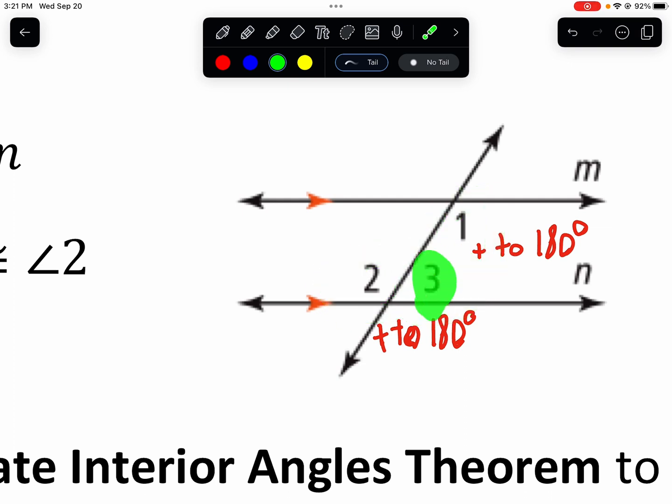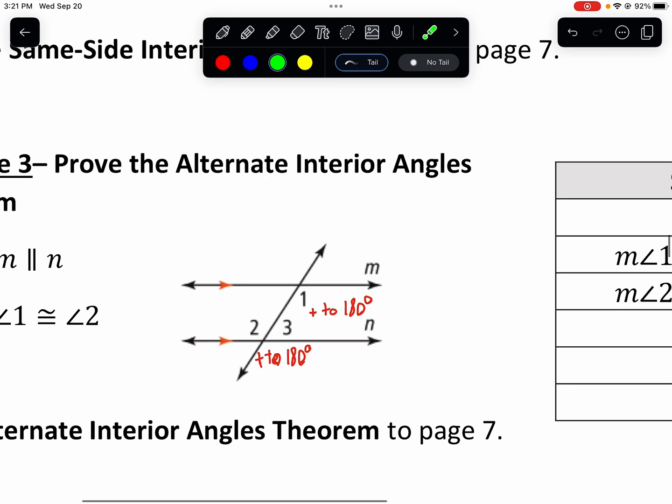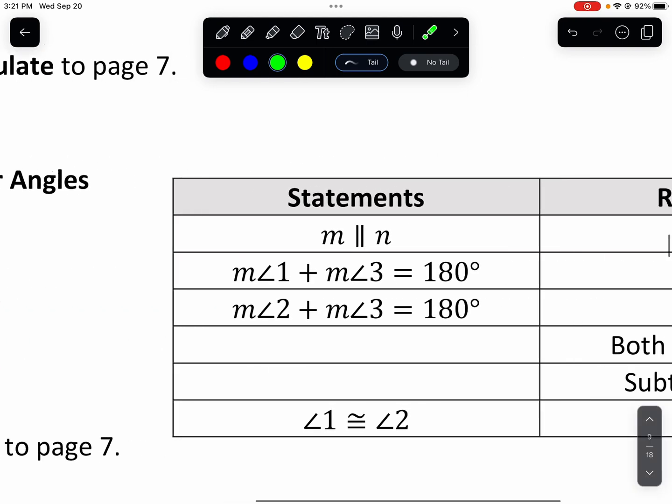So we're just going to eliminate angle 3, get rid of that, and now we know that angle 1 and angle 2 are the same. They're congruent. That's going to be our proof. We recognize that these add to 180 because they're same side interior, and these add to 180 because they're a linear pair. All right, so with that proof, we're going to go ahead and write it out.